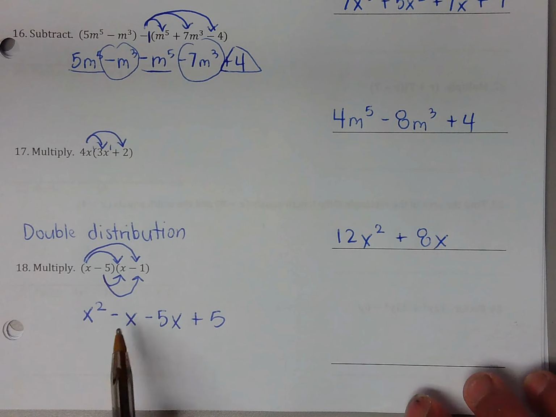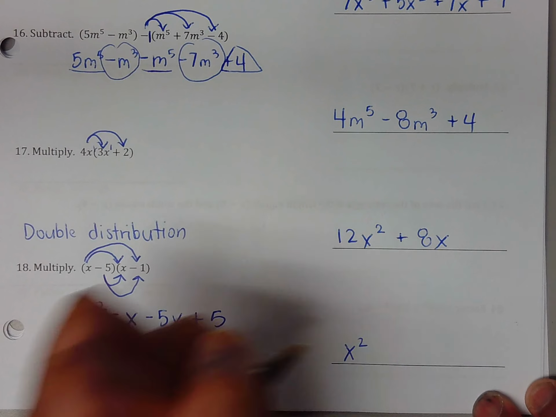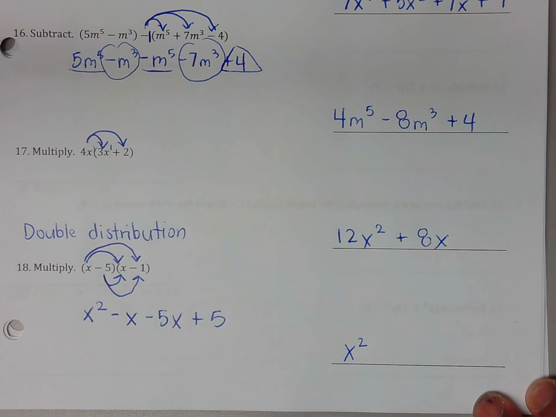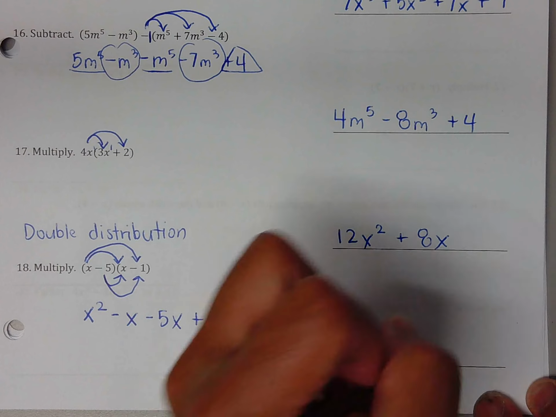All right, so we can combine these middle two terms because they're like terms. So we get x squared. Combining these gives us negative 6x. And then plus 5.